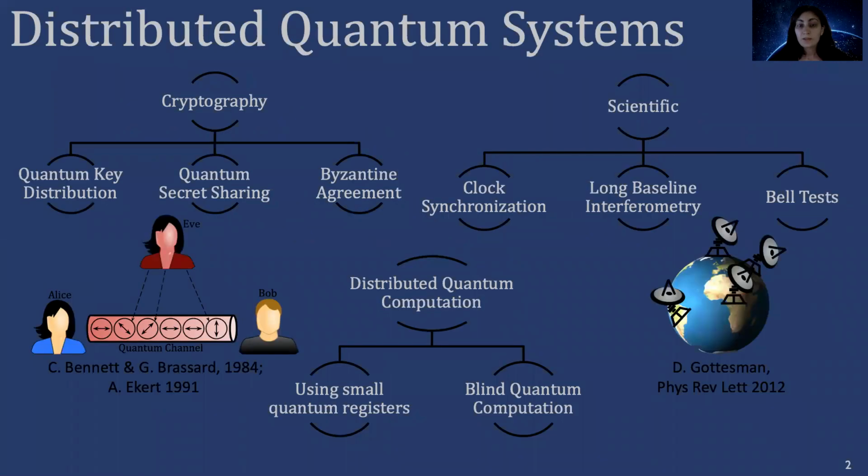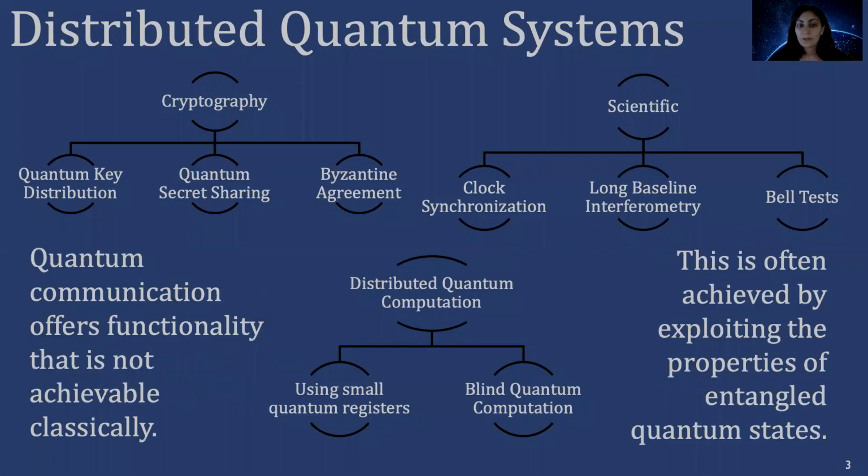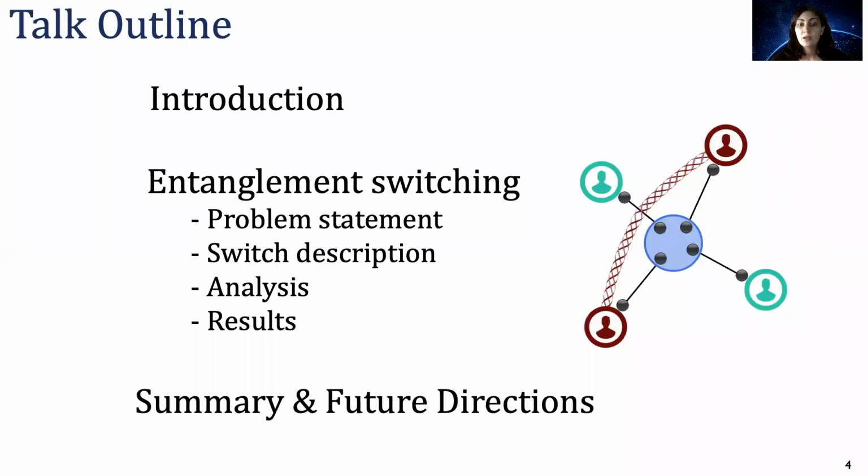Distributed quantum systems have many uses, and these can be broadly divided into three categories: cryptography, which includes quantum key distribution; scientific applications, including high-precision clock synchronization and baseline imaging; and distributed quantum computation. In general, quantum communication offers functionality that's not achievable classically, and this is often achieved by exploiting the properties of entangled quantum states.